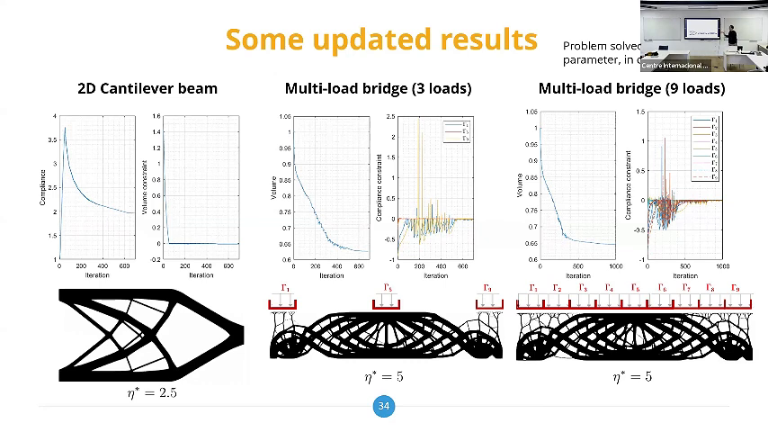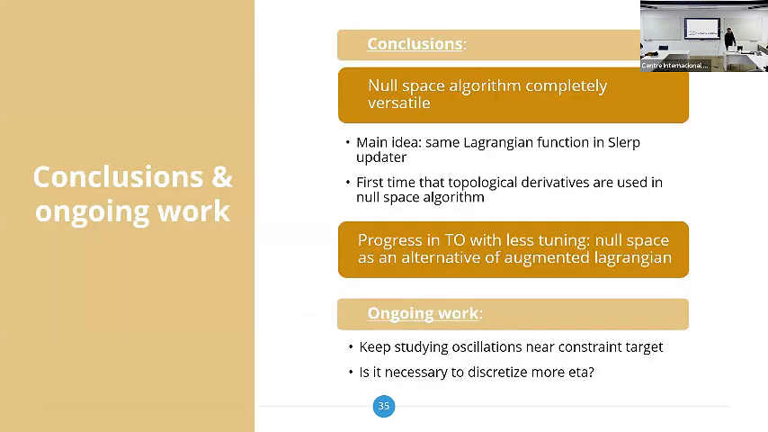It's also important to mention that the problem is solved with just one parameter, which is eta star, in contrast with Augmented Lagrangian, which needs to define the penalty parameters for all the constraints, and we need to perform a lot of numerical experiments to find the actual parameters for each of these constraints, each of these penalties of the Augmented Lagrangian. Okay, so as conclusions, the Null Space algorithm now is completely versatile.